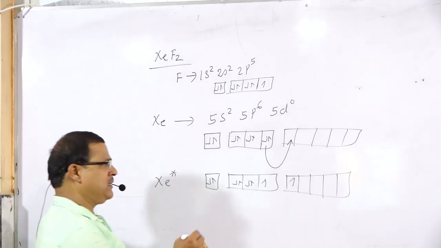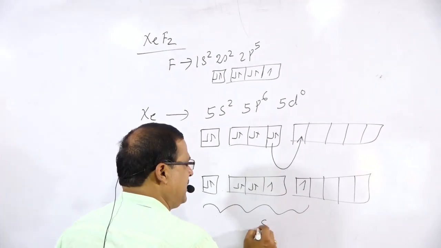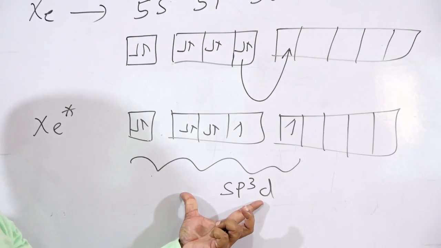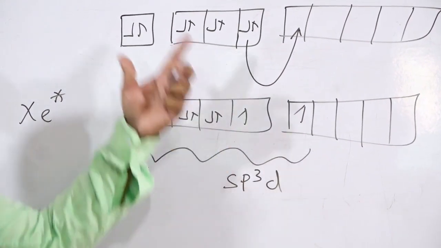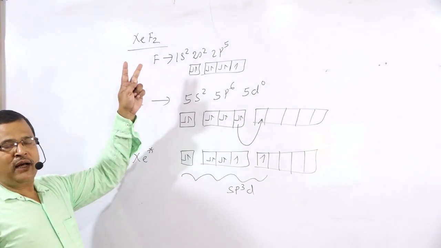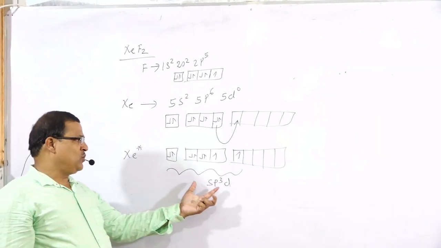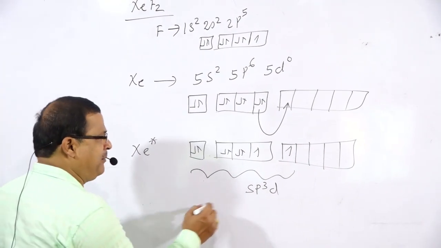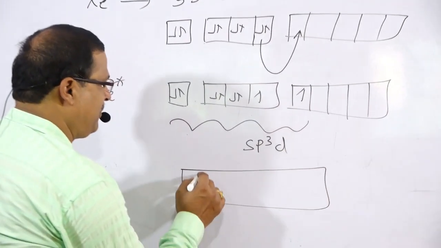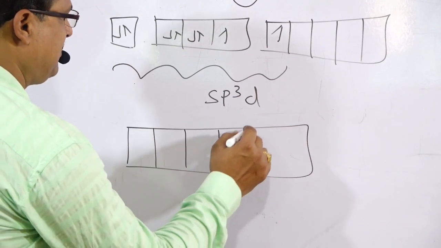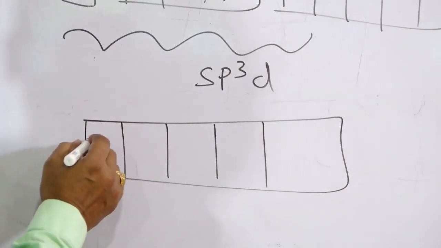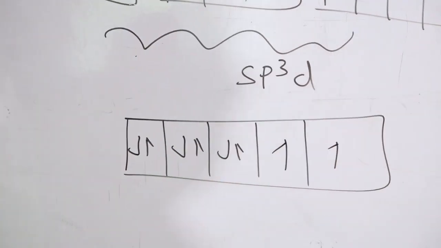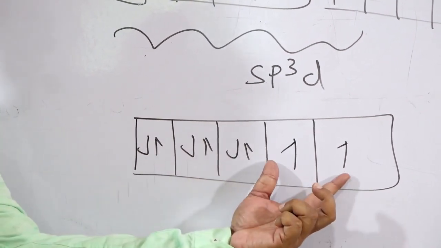So the nature of hybridization is sp3d. This has already been derived by the application of the formula, half of V plus M minus C plus A. So we have also derived this according to the formula, sp3d hybridization. Number of hybrid orbitals is 5. Three paired electrons and two unpaired electrons are there.